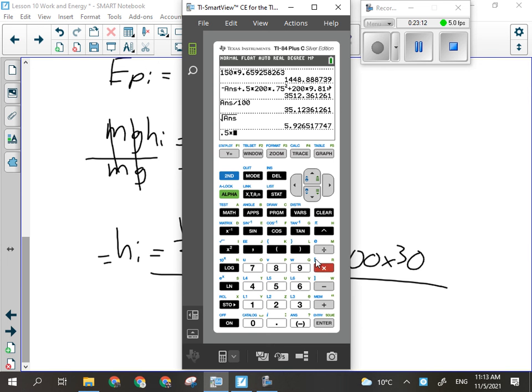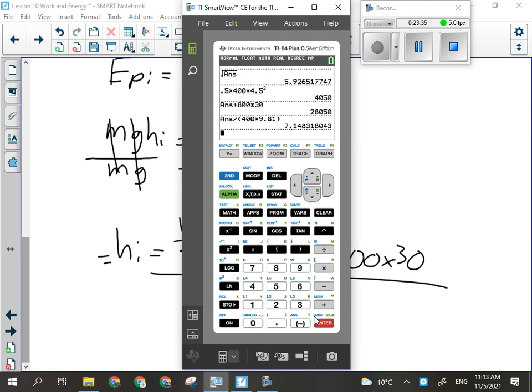So 0.5 times 400 times 4.5 squared. So there's my final kinetic energy, plus 800 times 30. And then divide that by 400 times 9.81. Okay, so it's dropped from a height of 7 meters, which kind of fits.